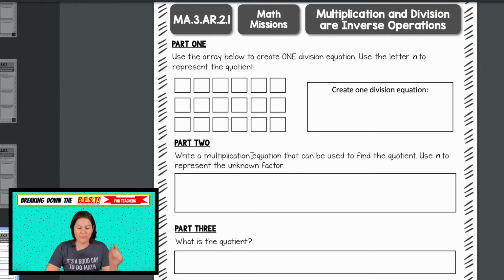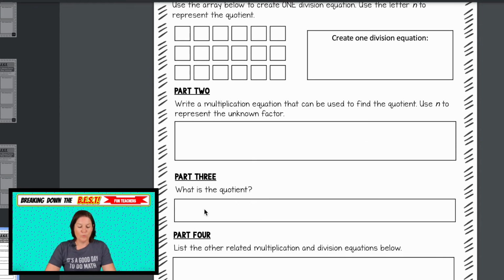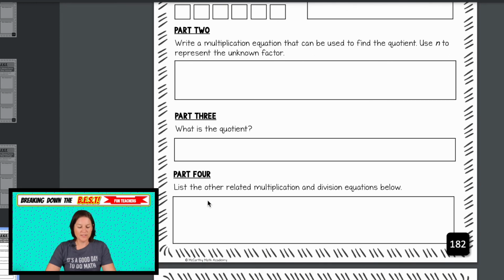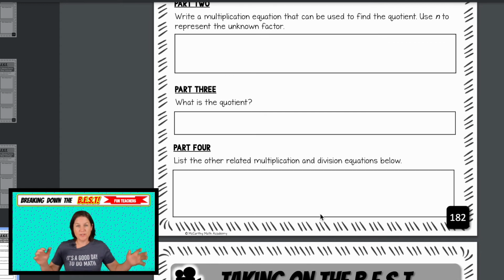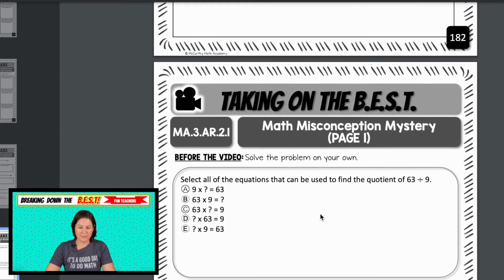You can see clearly we are addressing this standard. What is the quotient? And list the other related multiplication and division equations below. So just putting it all together again.